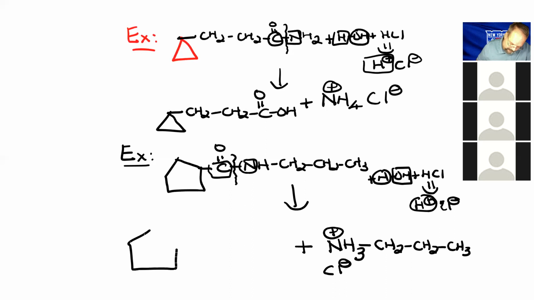So to draw the carboxylic acid portion, I still have my ring. And then I have C double bond O connected to OH. That is the carboxylic acid that would form here. All right. So that's amides and their acid hydrolysis.